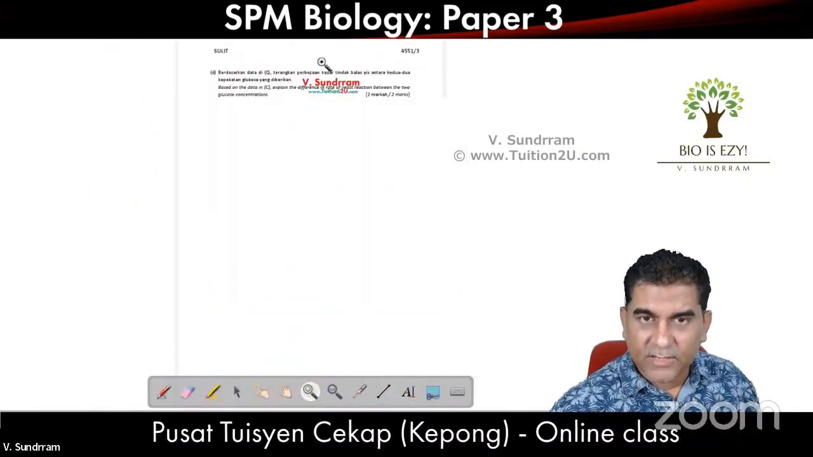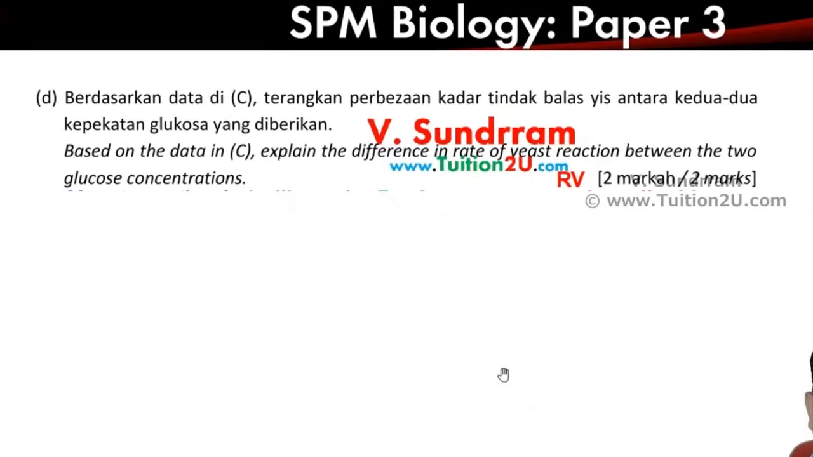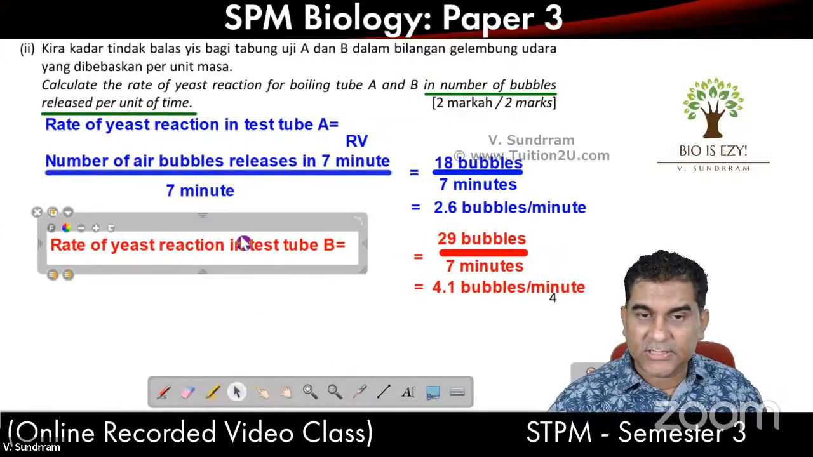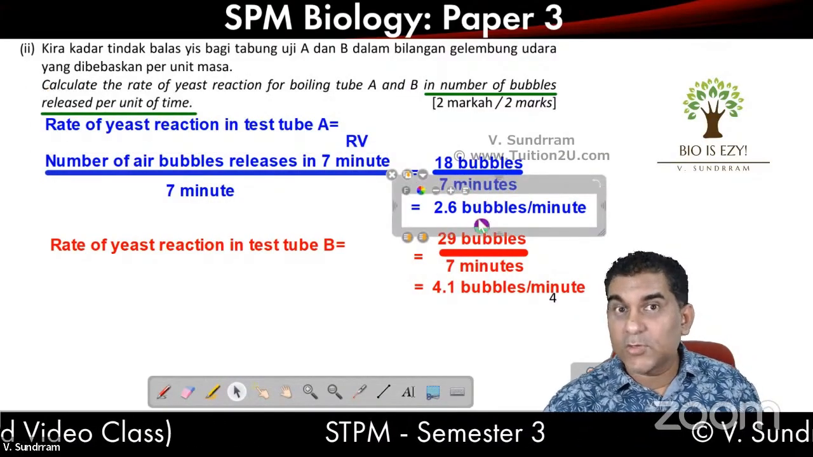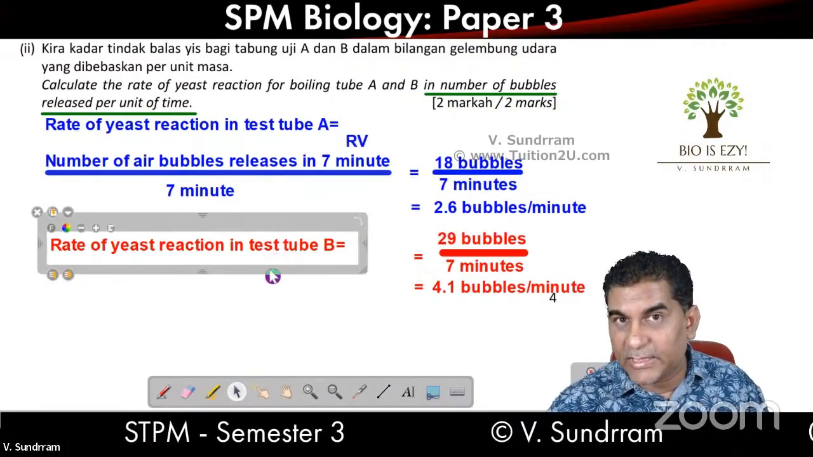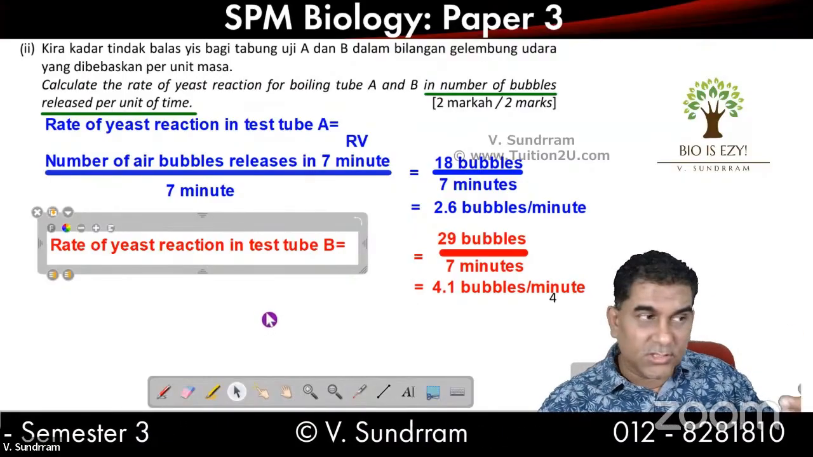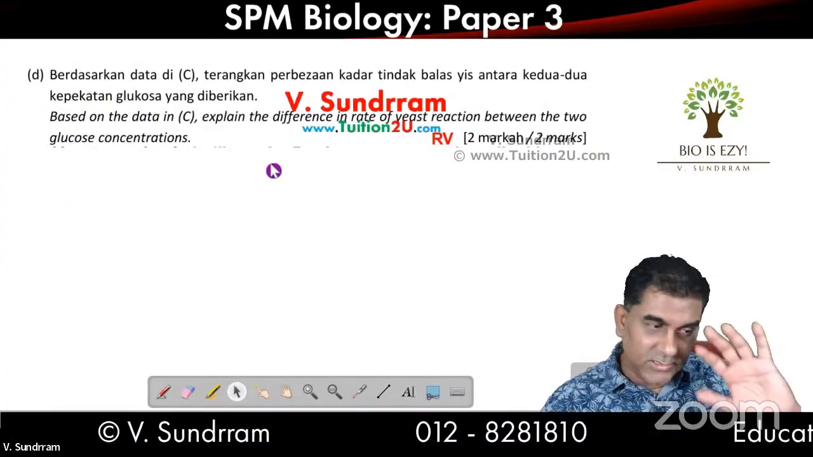So the next question that we have right on top here. The next question that we need to explain is, based on the data in C, explain the difference in the rate of yeast reaction between the two glucose concentrations. So the last question that we did, we already calculated that the rate of reaction in test tube B is higher. The rate of reaction in test tube A is lower. So the question wants to know why. Obviously, the difference between these two is the manipulated variable, which is the concentration of glucose solution. Because the glucose concentration is higher, the rate of reaction is higher. But we need to explain it properly.